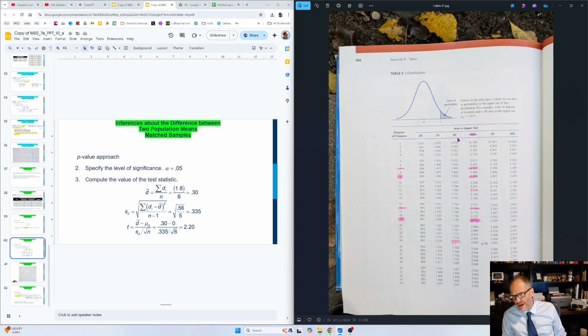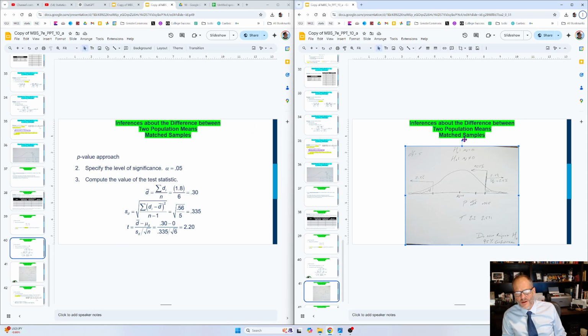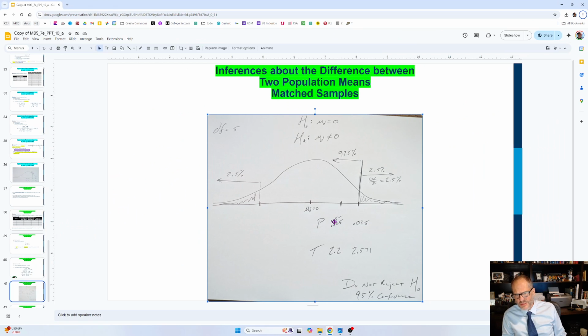So our probability in the upper tail, the area in the upper tail, is going to be between 0.05 and 0.025. When we graph that out, the probability is 0.05 to 0.025, and our T is 2.2, which means our line is right here, and it's not over here. It's not in the reject area. This is in the do not reject area. It's not like it went too far. There's not too big of a difference in the sample means.